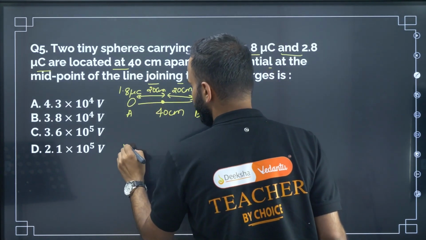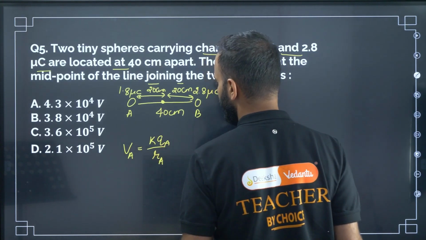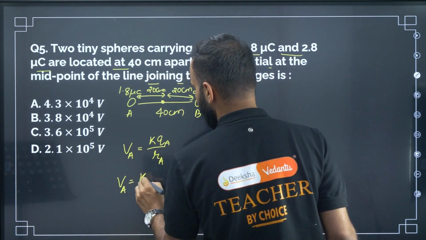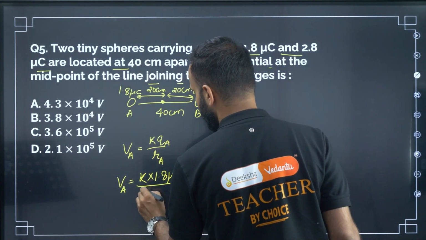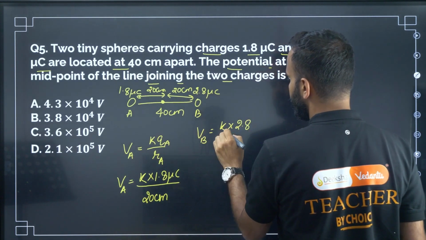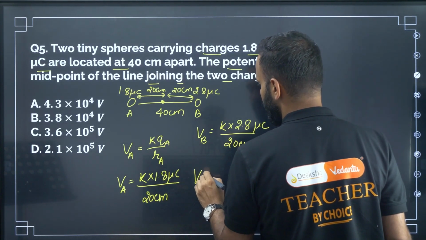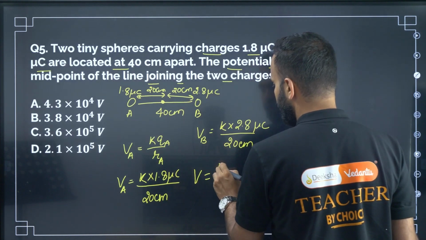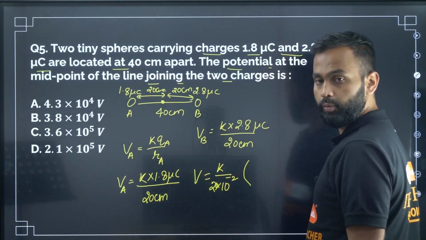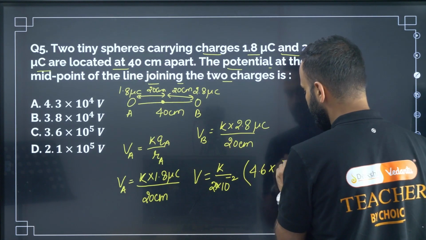Now potential at midpoint due to A is equal to K QA divided by RA, right? QA is 1.8 microcoulomb, RA is 20 centimeter. So VA is equal to K into 1.8 microcoulomb divided by 20 centimeter. And then VB is equal to K into 2.8 microcoulomb divided by 20 centimeter. Now potential at the midpoint is equal to VA plus VB. Take K divided by 20 into 10 to the power minus 2 as common. Then 1.8 microcoulomb plus 2.8 microcoulomb: 1 plus 2 is 3, 0.8 plus 0.8 is 1.6. So this will be 4.6 microcoulomb, that is 10 to the power minus 6 coulomb, right?